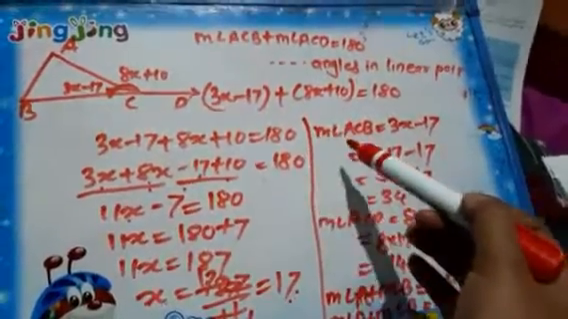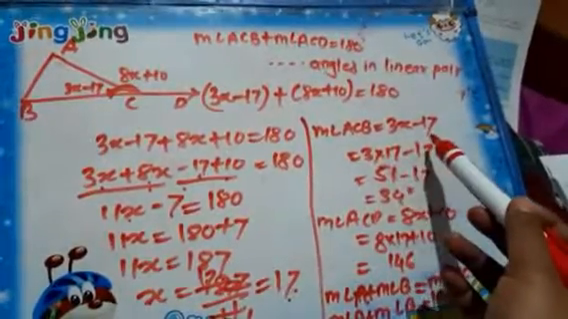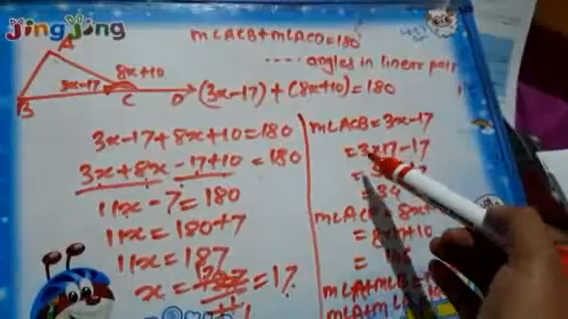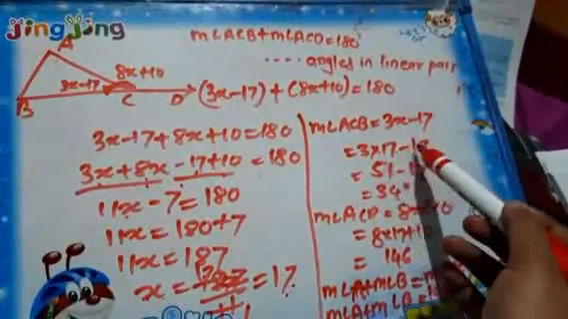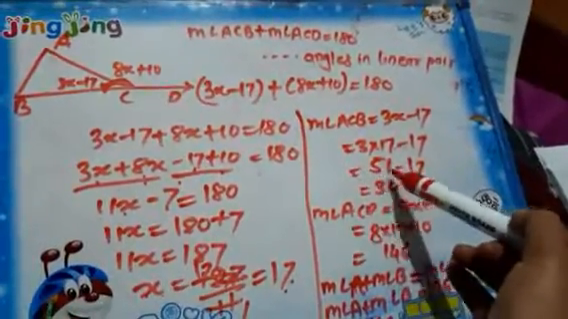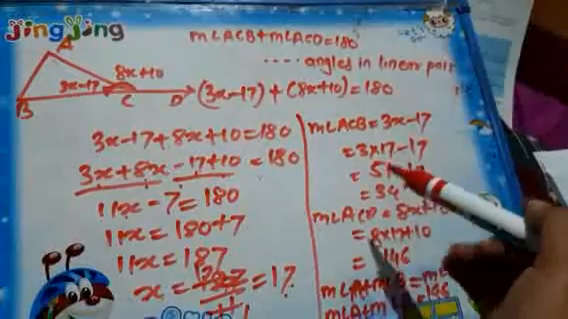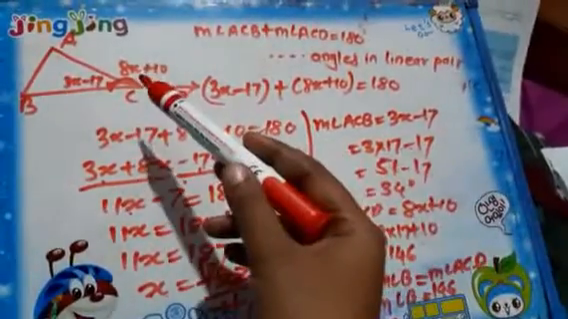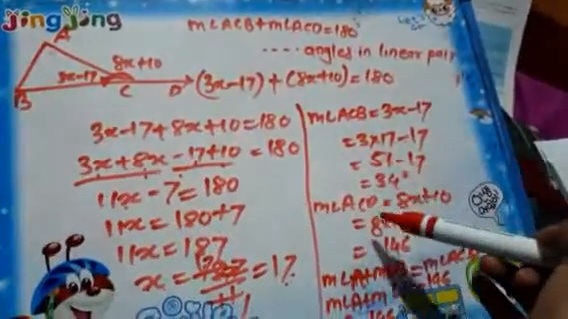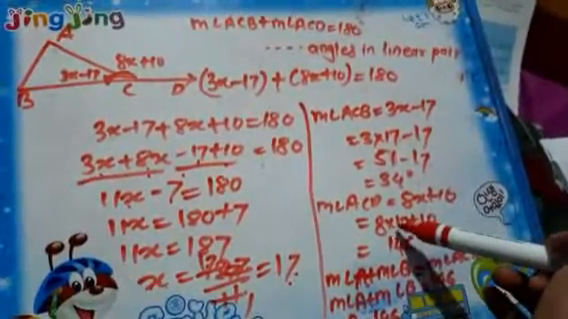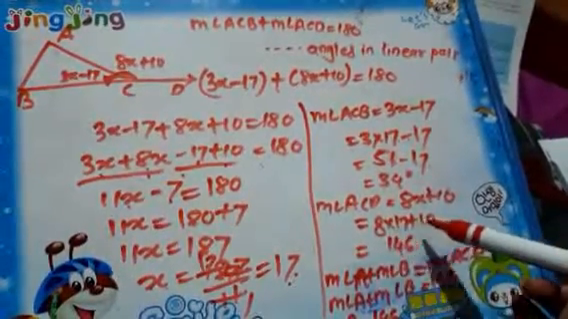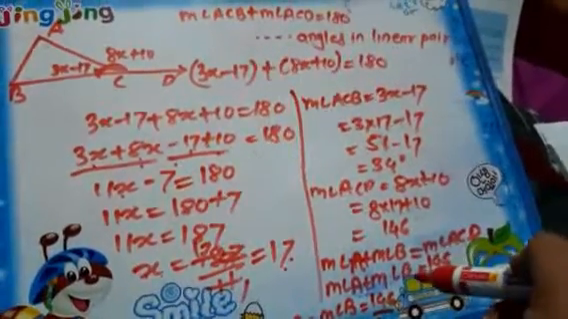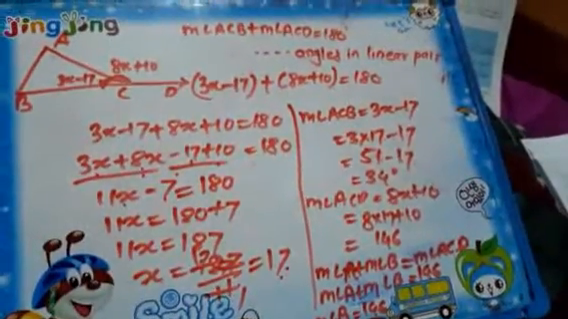So measure of angle ACB is given as 3x minus 17. So here at the place of x we will put 17. 3 into 17 minus 17. It will be 51 minus 17, 34 degree. Next is measure of angle ACD is equal to 8x plus 10. So at the place of x we will put 17. 8 into 17 plus 10. It will be 146. Now still measure of angle A and B we have to find.